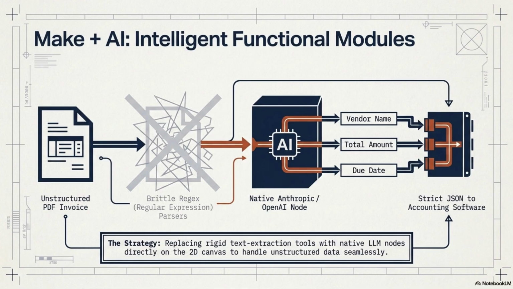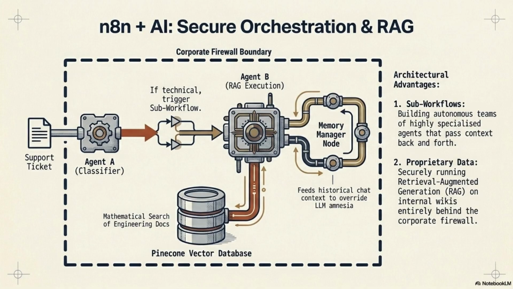But the real frontier of AI orchestration, the deeply technical execution of RAG pipelines, that is where n8n is really pulling ahead. RAG stands for Retrieval Augmented Generation. Yeah. But what does that actually mean mechanically within a tool like n8n? Well, AI models are constrained by their training data, right? They don't know anything about your company's proprietary internal engineering documentation.